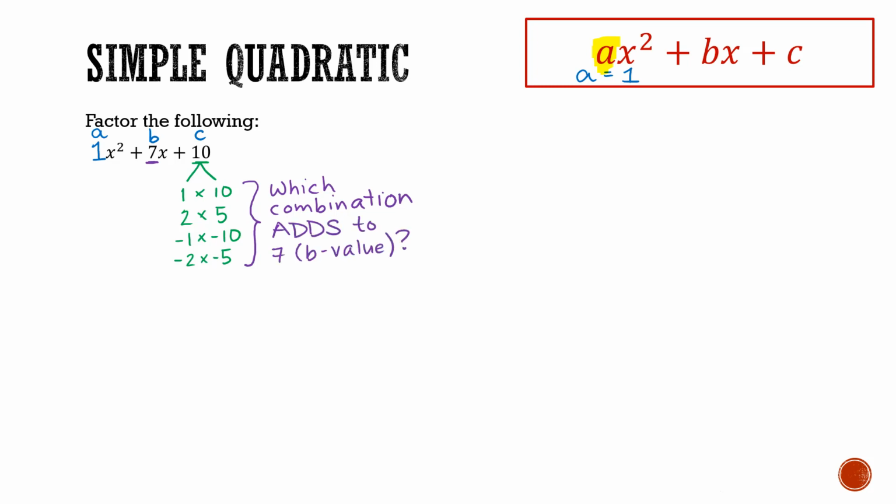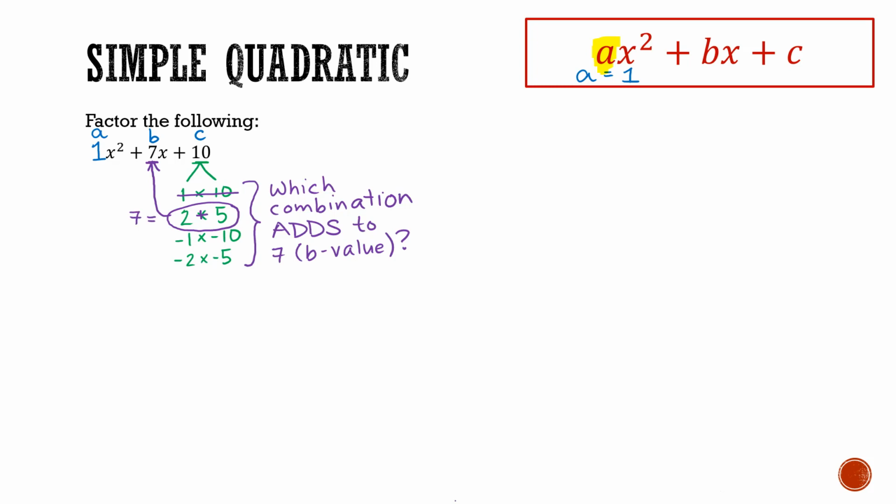Next, we're going to look at the coefficient for this x term, this 7 or b term. We're going to look at all these sets of factors for 10 and determine which combination of these factors add up to 7, that b value. First we have 1 and 10. These add up to 11, which is not the same as 7, so this is not what we want. Next we have 2 and 5. These two values do indeed add up to 7, so these are the values that we want, because they add up to be equal to that x coefficient.